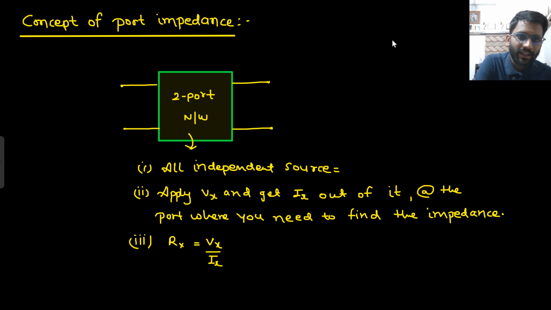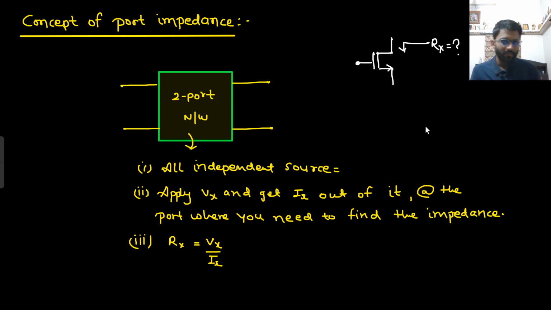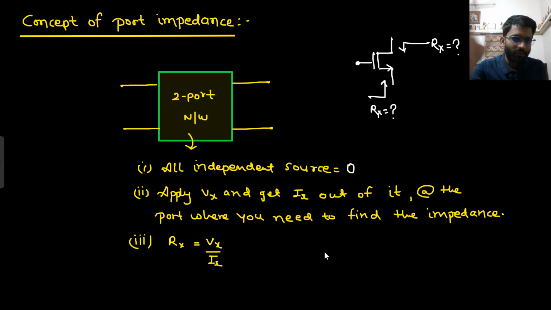They will give you a circuit in the examination, like this circuit will be given, and they will ask you what will be the resistance from this side. They can ask these kinds of questions. So how will you find it? You will first put all the independent sources to 0. That means you will nullify all the independent sources. Current source will be open circuited, voltage source will be shorted. That's it. Then you will apply Vx here. Let's assume I was supposed to find the resistance at this side. So apply Vx here and get Ix out of it. My resistance would be Vx by Ix. That's it.